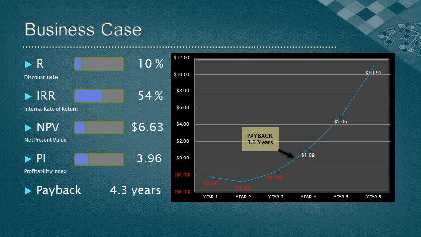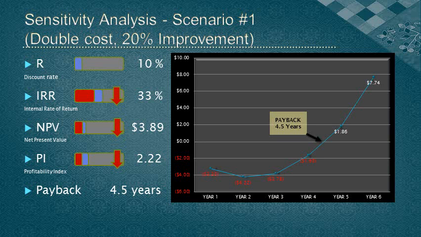Let's move on to the sensitivity analysis of this project. Let's see the doubled cost and 20% improvement sensitivity analysis of this project. Even if we have to spend more money for this project, it still shows that it will pay back in 4.5 years. Some figures like internal rate of return, the present value, and profitability index are going down. But we can find the value to adopt it.